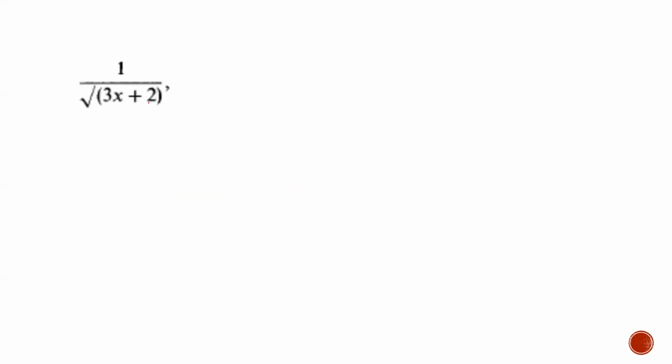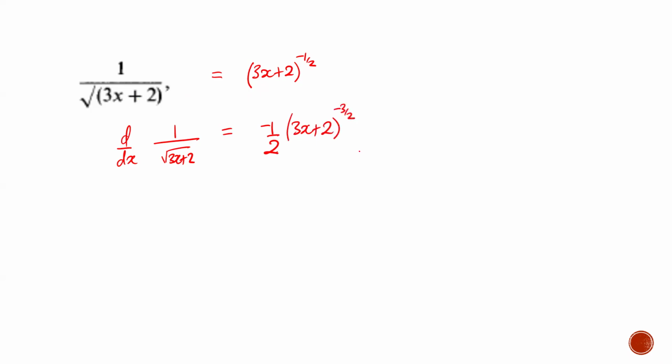So we have a scenario like this where I've been asked to differentiate this function with respect to x. We can write this function as (3x plus 2) raised to the power negative a half, because it's 1 out of the square root of 3x plus 2. And so the derivative with respect to x is going to be equal to negative a half times (3x plus 2). The power reduces by 1, so it's going to become negative 3 out of 2. But then times the derivative of what's inside the brackets, which is 3.